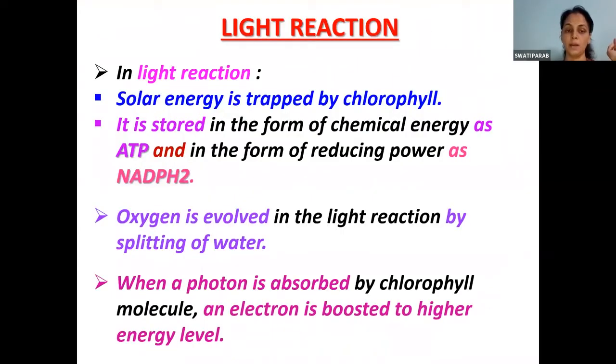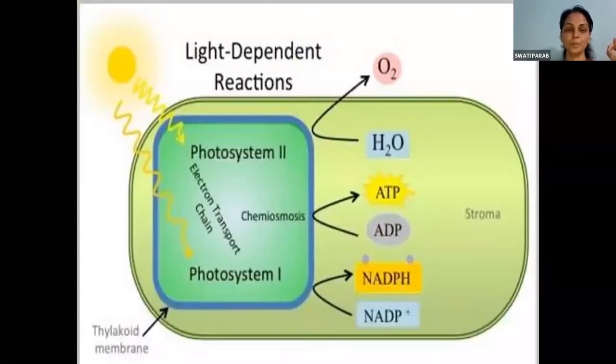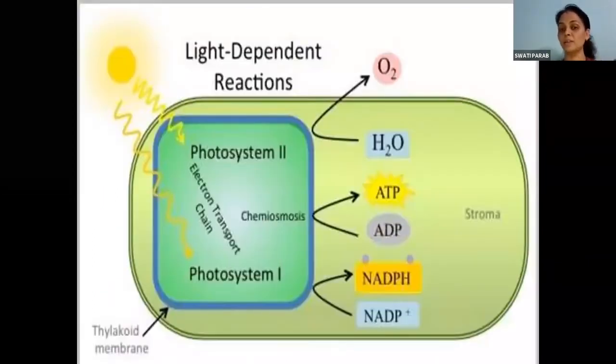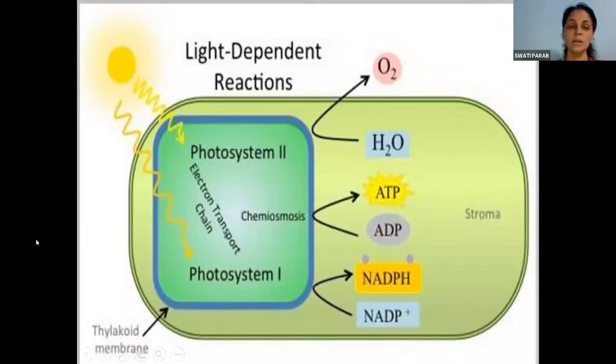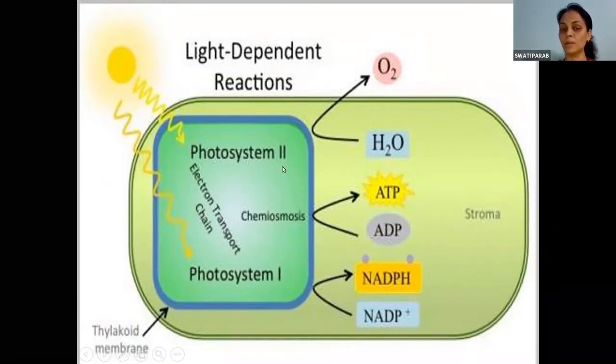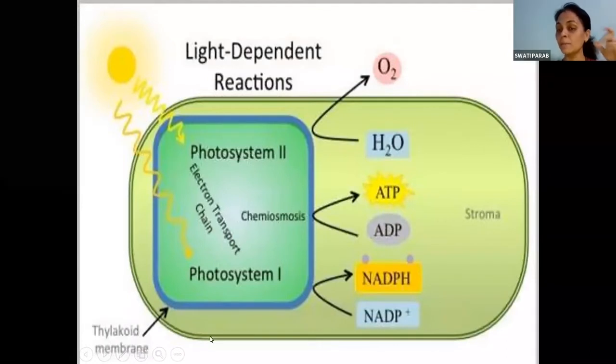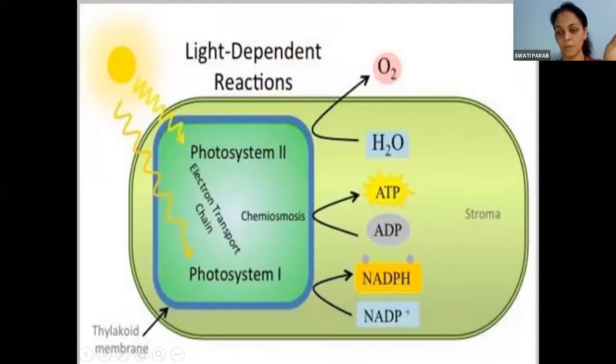Now come to this. We have studied in the last lecture how light dependent reactions go on. When we study the light dependent reaction, we are going to come across two photosystems. One is photosystem 1, another is photosystem 2. These photosystems are based on the wavelengths of light, the higher and the lower, or we can say minimum and maximum. There are two wavelengths involved here in the light dependent reaction.